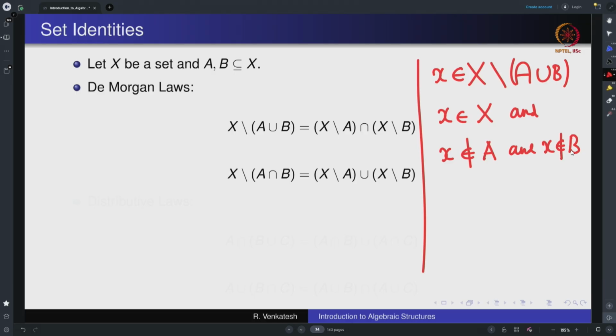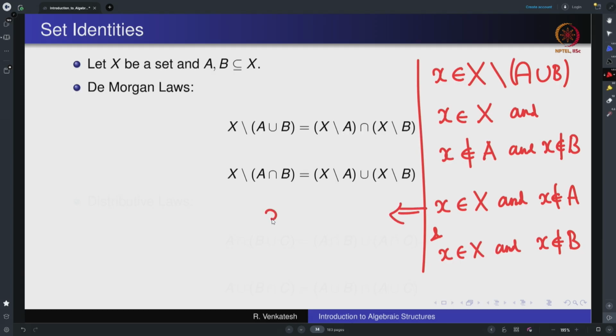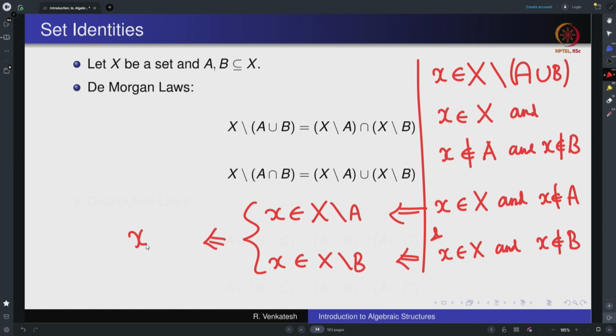These things can be grouped together. So, you can say x is in capital X and x is not in A, and x is in capital X and x is not in B. But the first implies x is in X difference A, and the second implies x is in X difference B. This means x must be inside the intersection, X difference A intersection X difference B. So, this tells you that X difference A union B is indeed a subset of X difference A intersection X difference B.